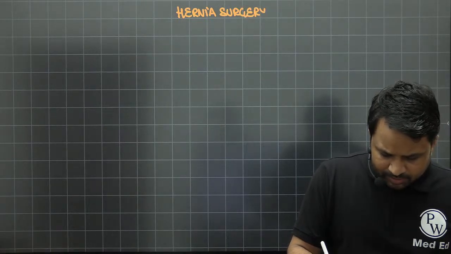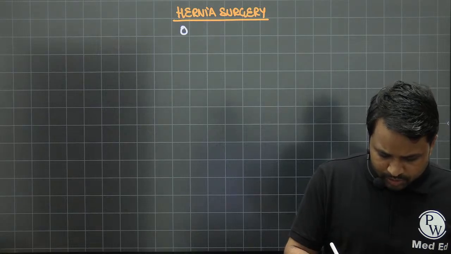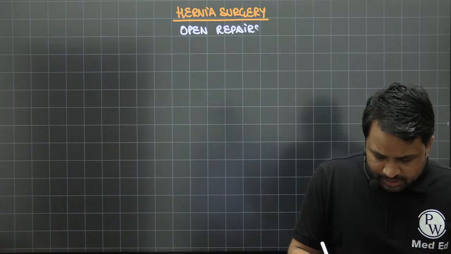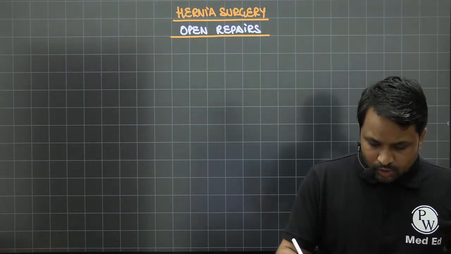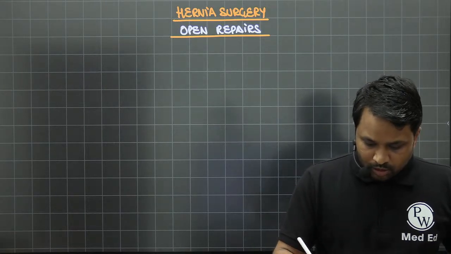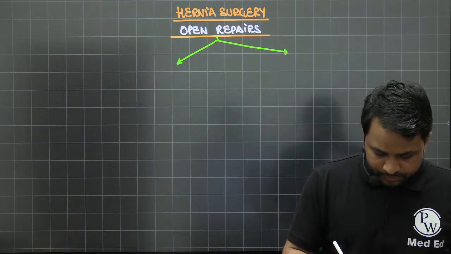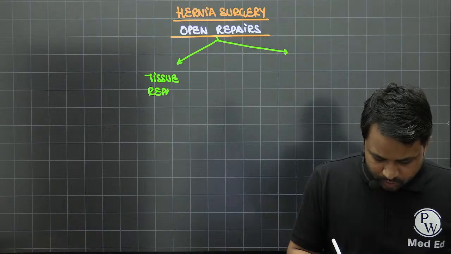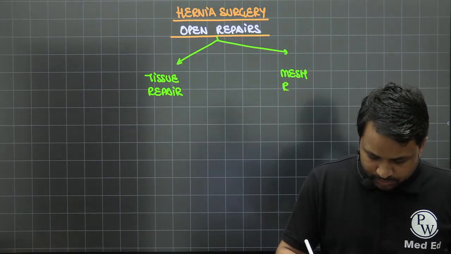We'll be discussing all the open techniques because laparoscopic repair is already discussed. So I'll just go into the open repairs. When you talk about open repairs, I will be talking about two components. One is going to be a pure tissue repair, and another one is going to be the mesh repair.